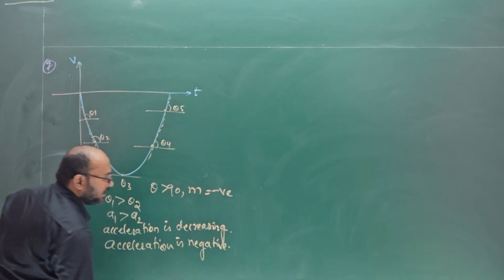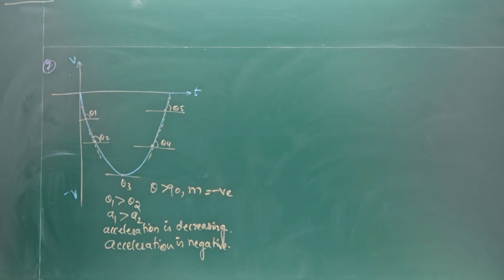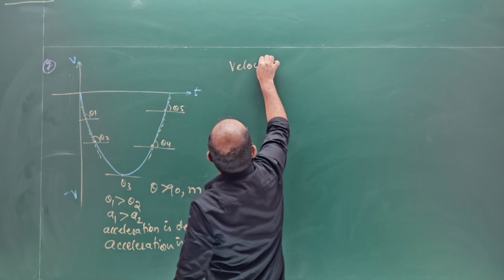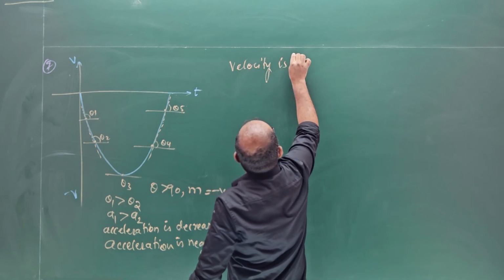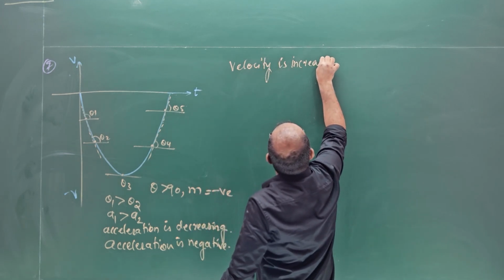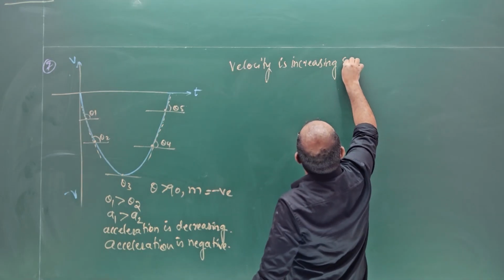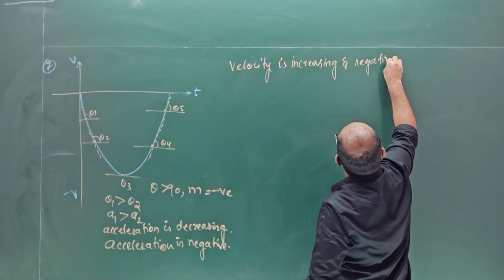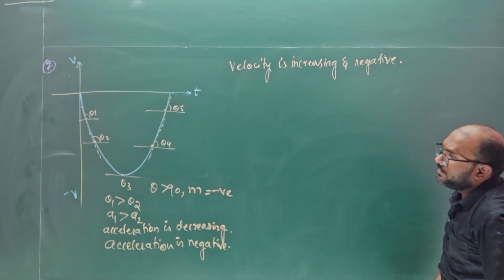Okay. Comment on velocity. Increasing, decreasing? Yes, very good. It is increasing. Initially, the velocity is 0. At this point, velocity becomes maximum. But in which direction? Negative direction. Very good. So velocity is increasing and having a negative value. Velocity is increasing and negative.